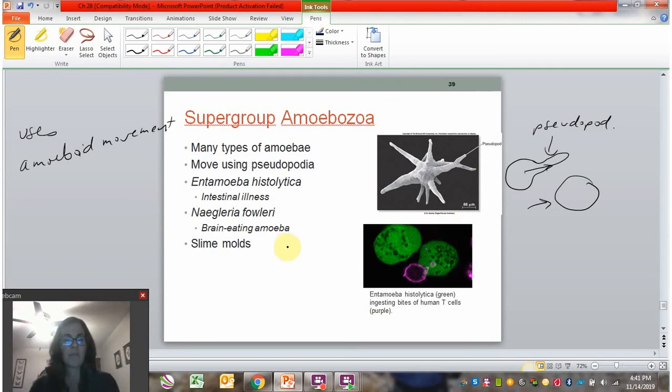A couple of examples of amoebas that you may have heard of. Entamoeba histolytica causes an intestinal illness. And then the one that tends to catch the eye in the news is sometimes called the brain-eating amoeba. Its scientific name is Naegleria fowleri. This is not present in Colorado, so let me just be clear there. But it can be present in warm equatorial water. So in the U.S., this is places like Florida or Louisiana, which are the cases that I've heard of.